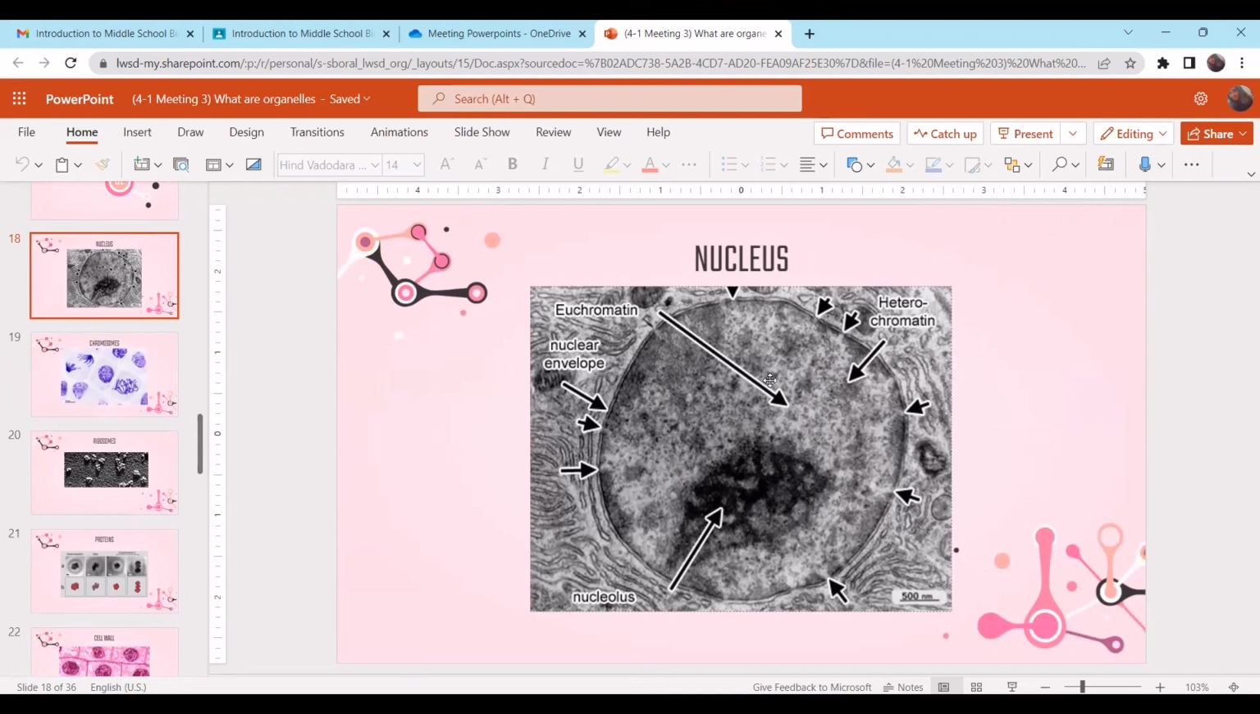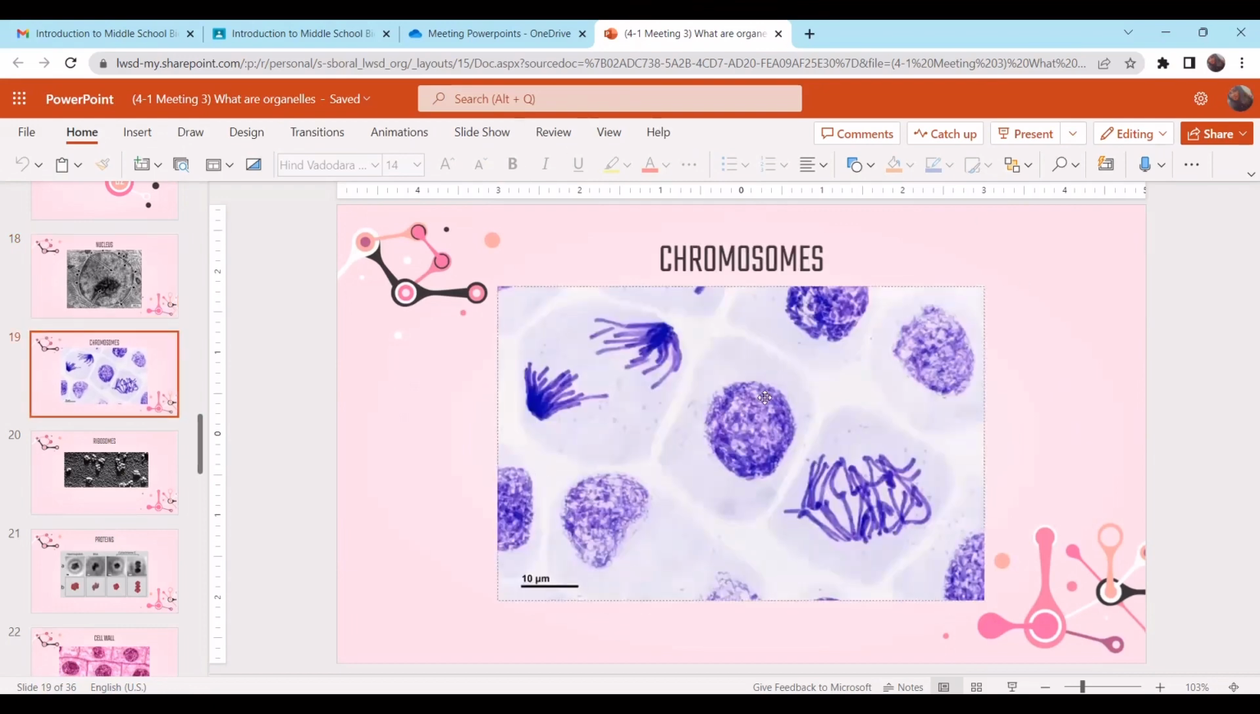You can't really see the chromosomes. I have a better picture for that towards the end. But yeah, this is where all your DNA is stored. Chromosomes, you can see the separate chromosomes.